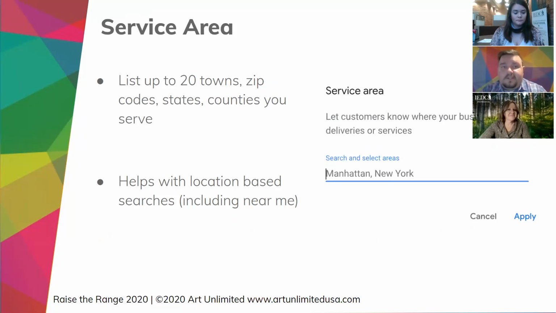Service area is a little different. So this is the local version of the GMB. If you do not fill the service area out, Google basically just goes based on how far away someone is from you when they're searching. But with service area, you can list up to 20 different things. And these things could be towns, zip codes, states, counties, whatever your service area entails.